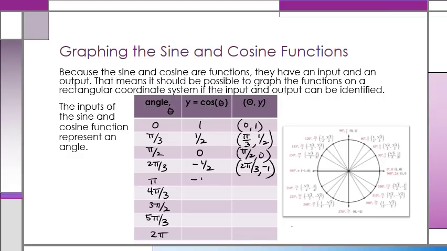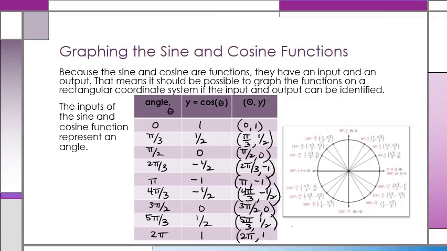At pi, I'm at negative 1, for the point pi, negative 1. At 4 pi over 3, I'm at negative 1/2 again, just like I was at 2 pi over 3, so I'm seeing the symmetry. At 3 pi over 2, I'm at 0, for the ordered pair 3 pi over 2, 0. At 5 pi over 3, I am at positive 1/2, for the point 5 pi over 3, 1/2. And finally, making my way around to 2 pi, I'm back at 1 for the point 2 pi, 1.